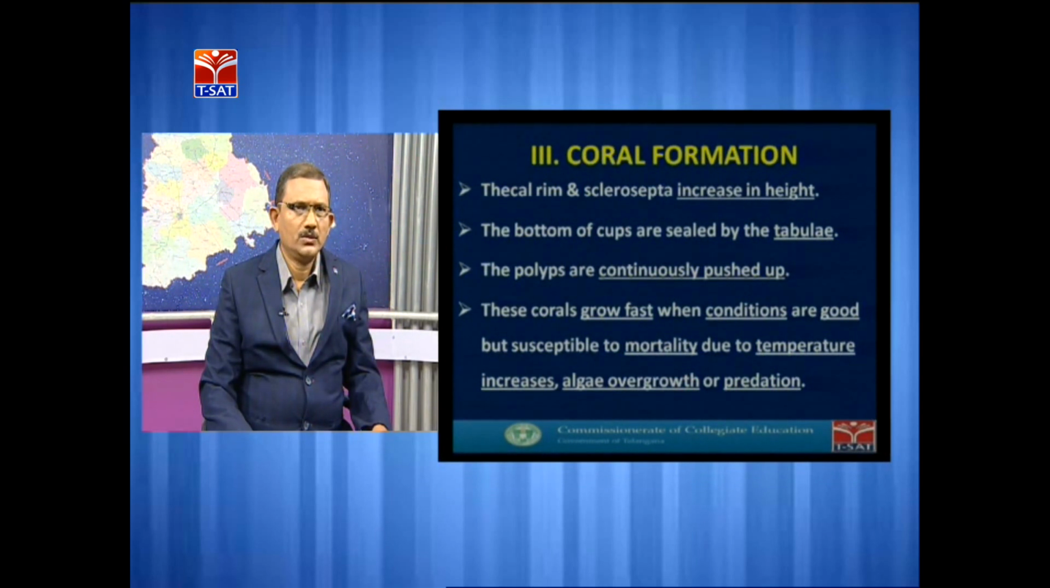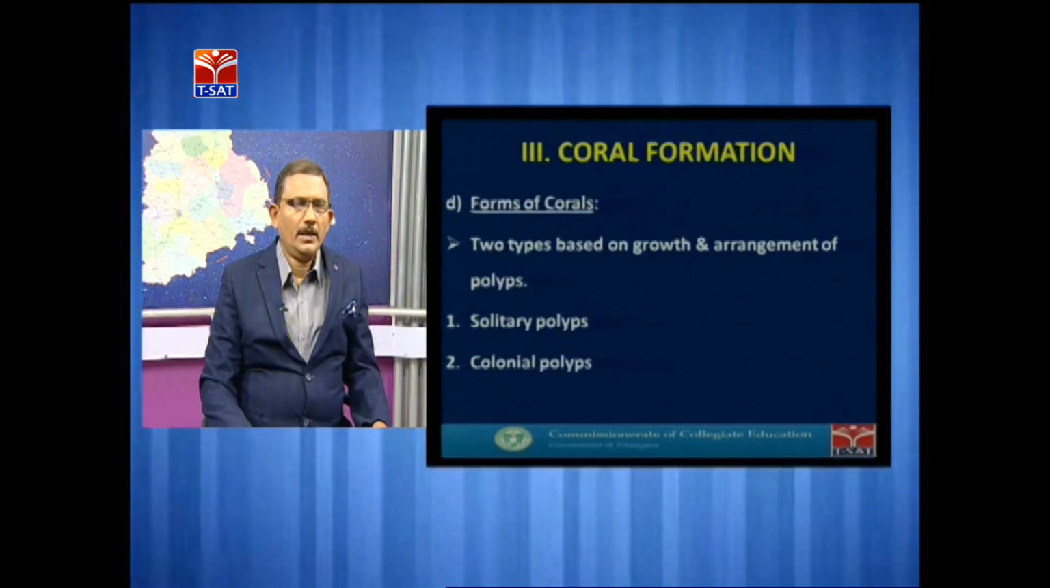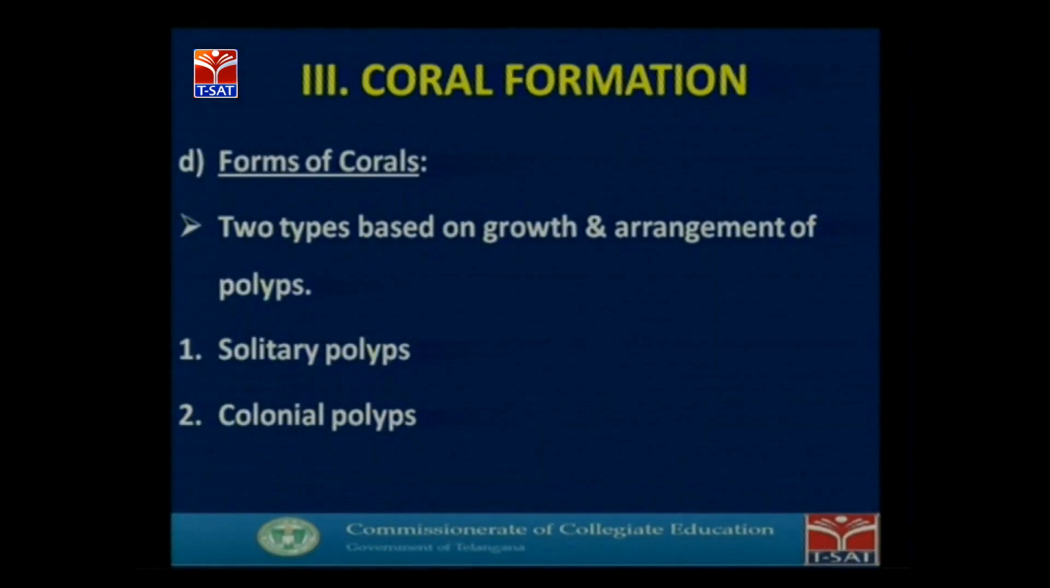These corals grow fast when conditions are conducive and favorable, but they are vulnerable, susceptible to mortality or death due to various factors like increase in temperature, overgrowth of algae, or the action of predators. And coming to the forms of corals, there are two types of corals based on the growth and arrangement of polyps. These are known as solitary polyps and colonial polyps.